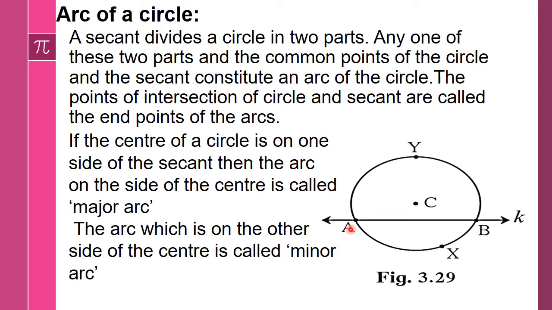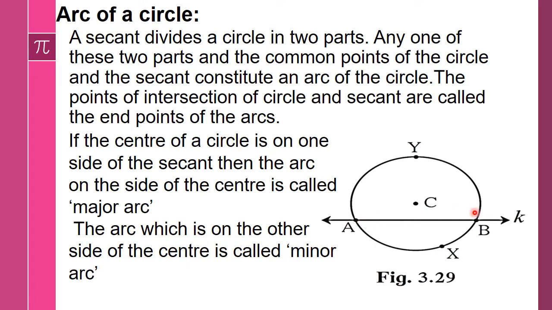These two parts and the common points of the circle and the secant constitute an arc of the circle. The points of intersection of the circle and secant are called the endpoints of the arcs. Here in the upper arc, A and B are the endpoints. In the lower arc also, A and B are the endpoints. So in arc AYB, A and B are the endpoints, and in arc AXB also, A and B are the endpoints.